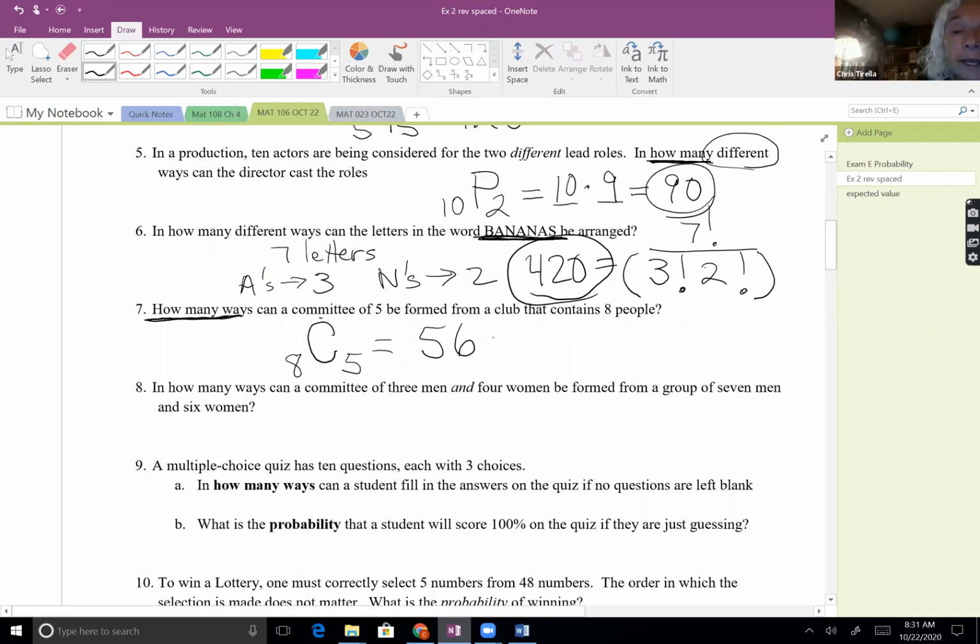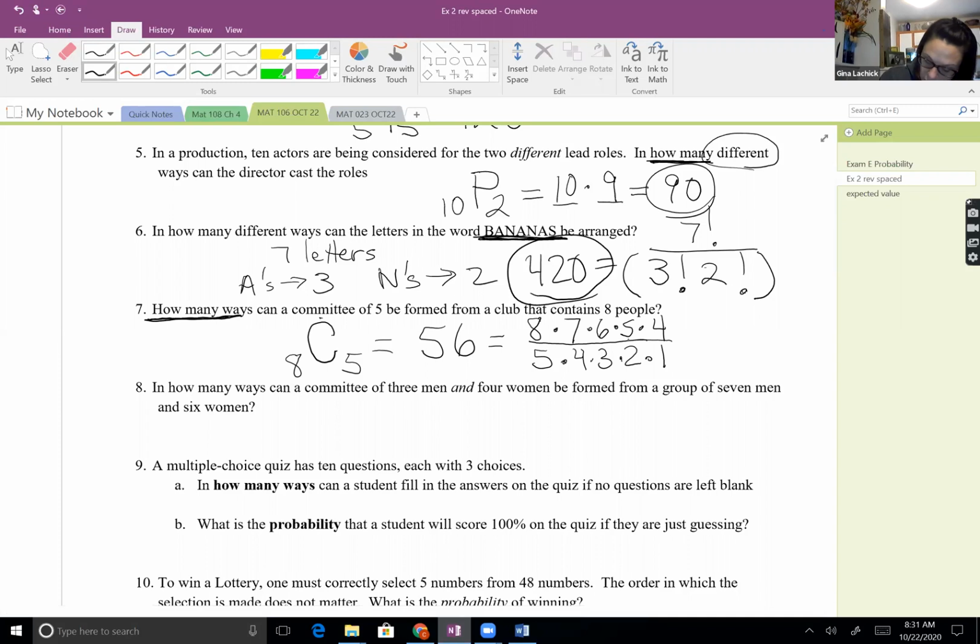Okay, if you're doing it by hand, combination 5, that goes in the denominator: 5 factorial, 5, 4, 3, 2, 1. And now in the numerator, I'm going to start with 8 but I want to make sure I have the same number of factors in the numerator as in the denominator. I usually do the denominator first, and then line up my factors to make sure they're the same number.